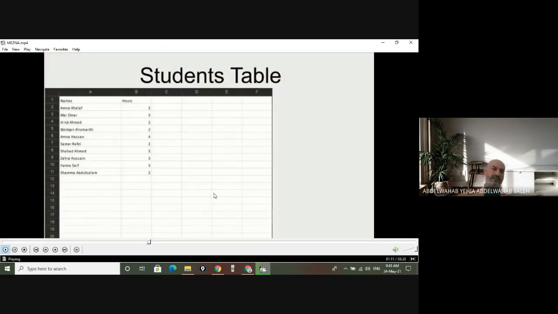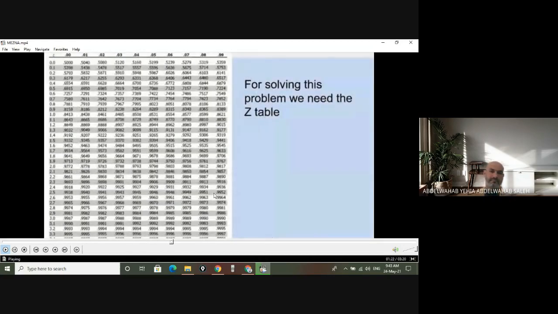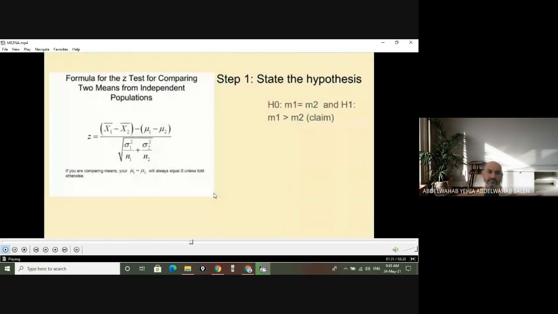In this Excel sheet, I asked some of my classmates and some of last year's graduates for their full names and how many hours they study in a day. So basically this table is important because we need to find the area of the p-value. This is the formula of lesson 9.1. The formula is x bar 1 minus x bar 2 minus mu 1 minus mu 2, over the square root of sigma square 1 over n1 plus sigma square 2 over n2.